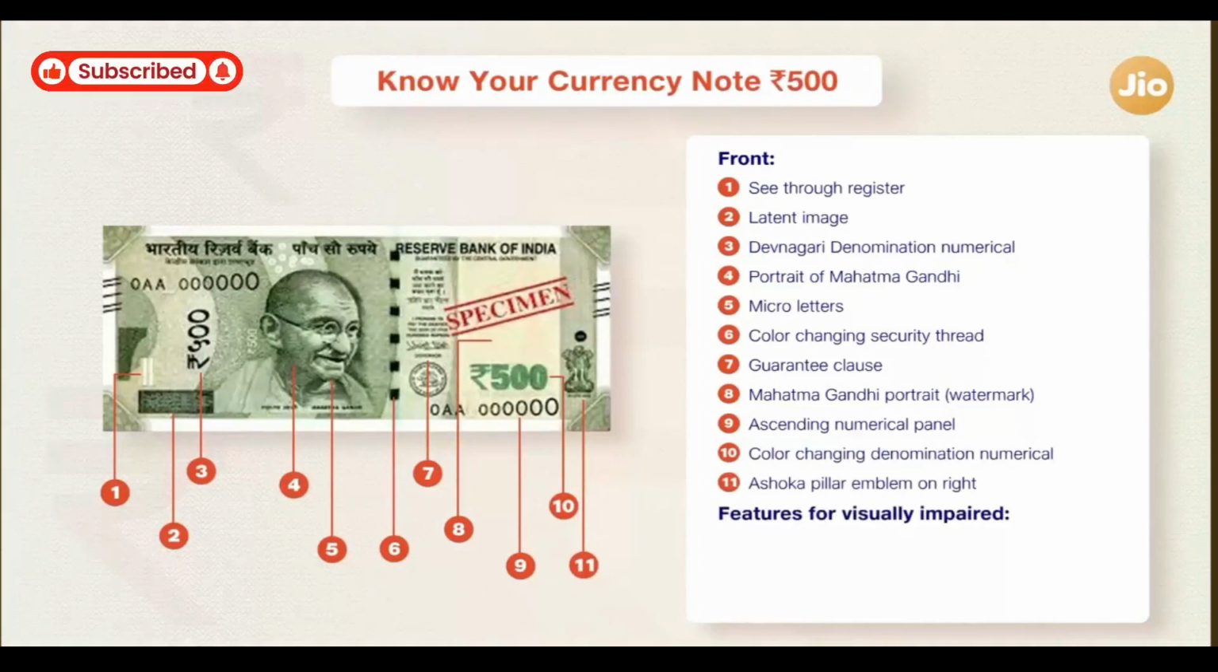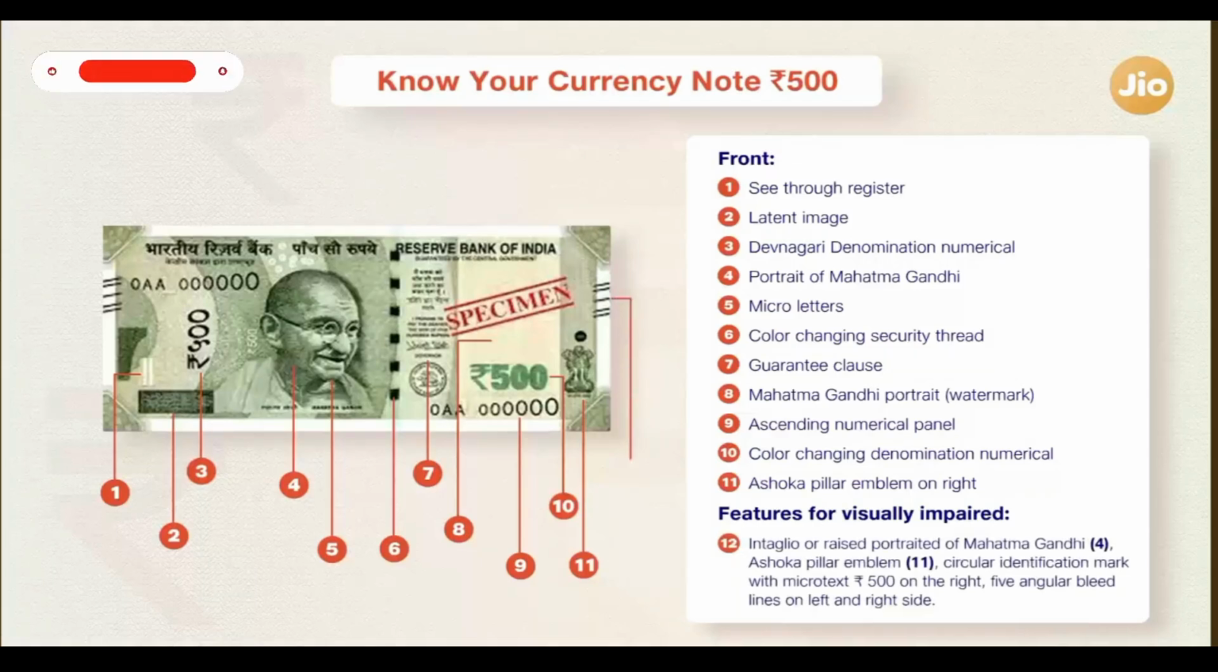Following are the features for visually impaired. 12th, the intaglio or raised portrait of Mahatma Gandhi. The Ashoka pillar emblem. The circular identification mark with microtext rupees 500 on the right. 5 angular bleed lines each on the left and right side.